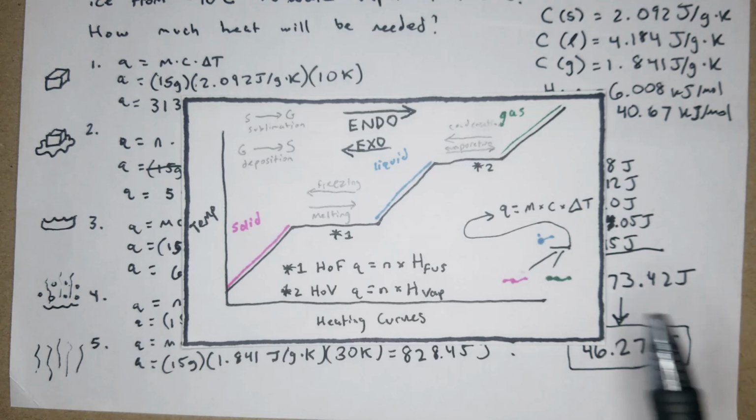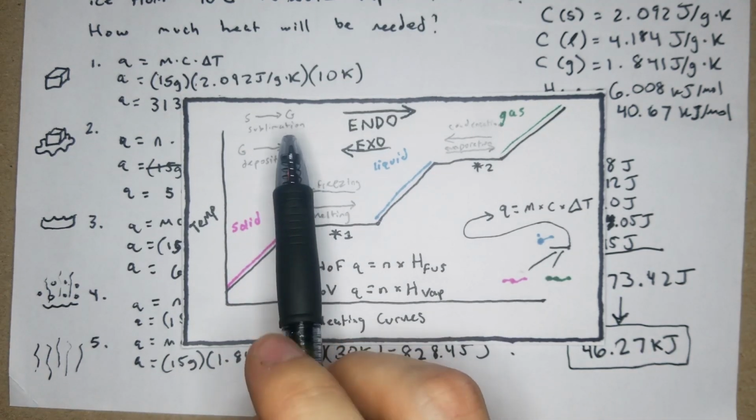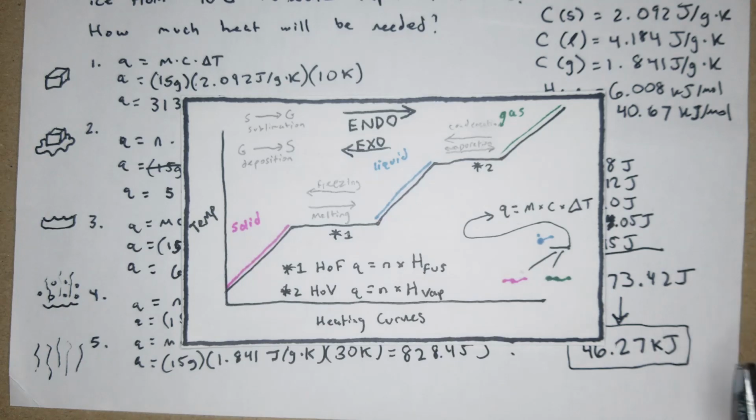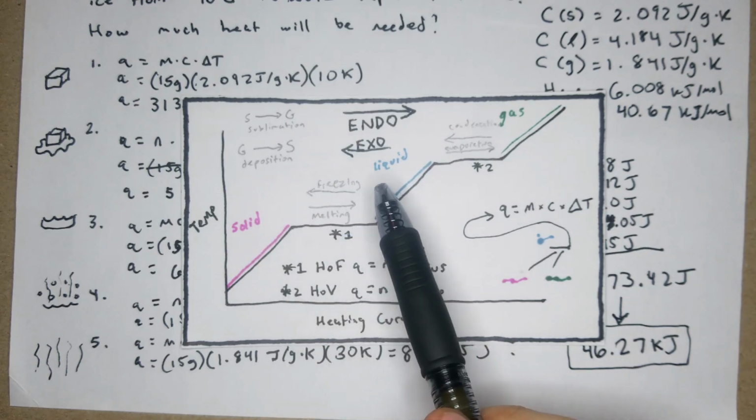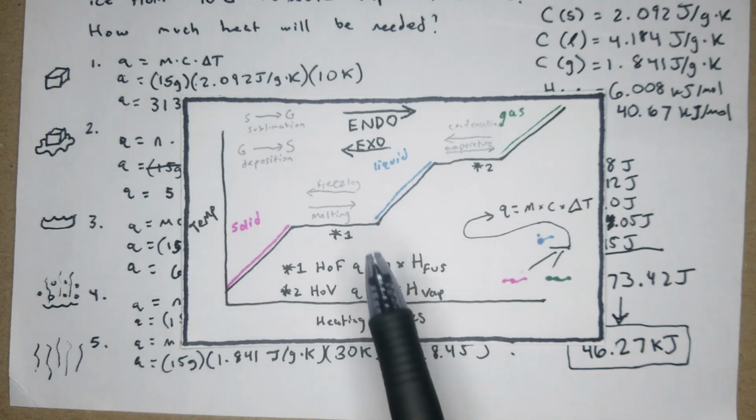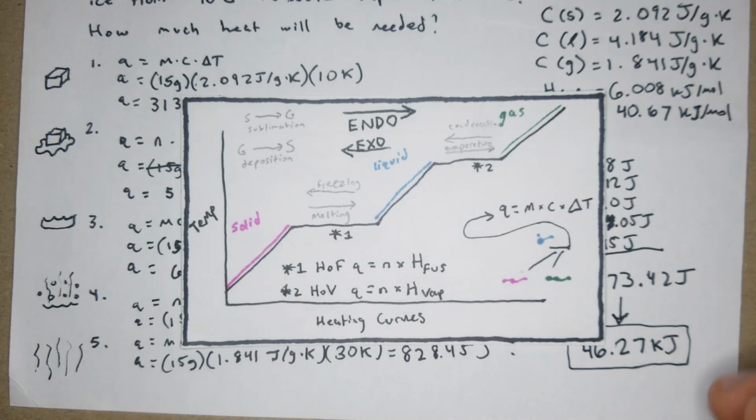And again, if it's solid to gas, that's sublimation. That's like when a block of ice on the road evaporates over time instead of melting and then evaporating. That's sublimation in the real world. And then deposition, I can't think of any real world application of that, but basically when gas turns into a solid, that's deposition.